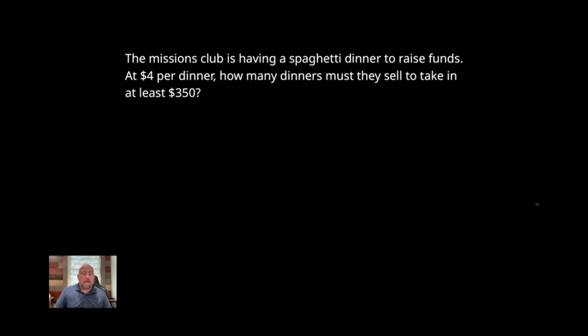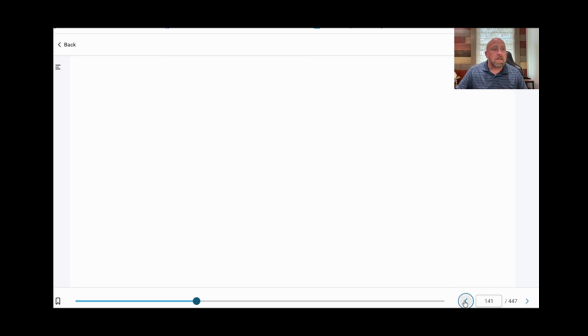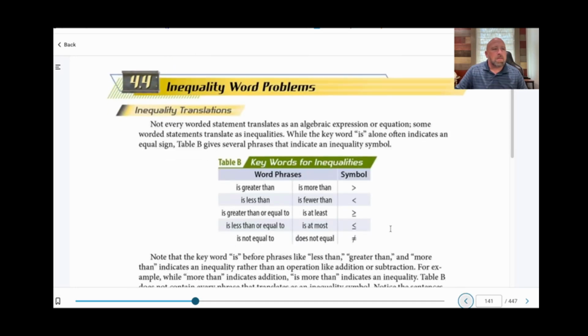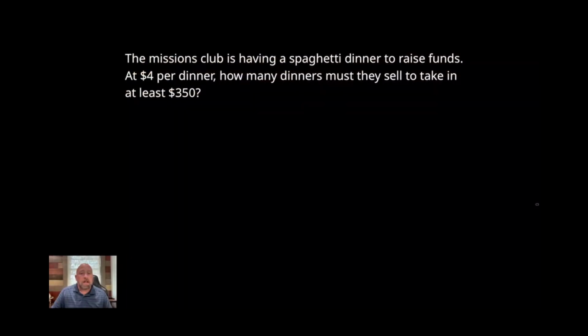So at least. You can go back in the book and look at your words if you get stuck and wonder what that's supposed to mean. Go back to page 141. Where was the "is at least"? That's going to be a greater than or equal to sign. So we're going to have a greater than or equal to sign. What is it greater than or equal to? Well, $350. So 350, and you could write dollars if you want here.